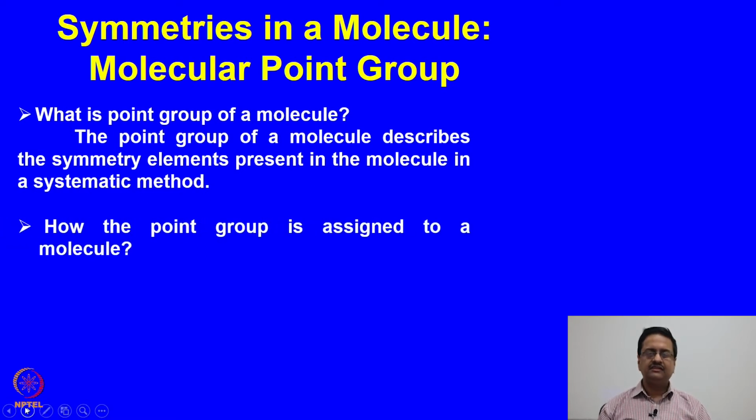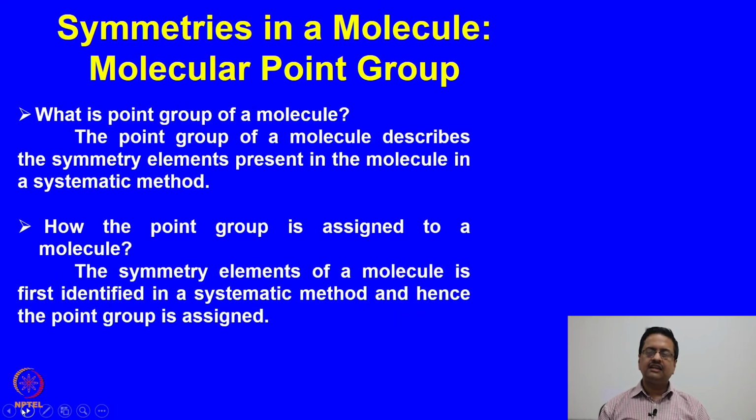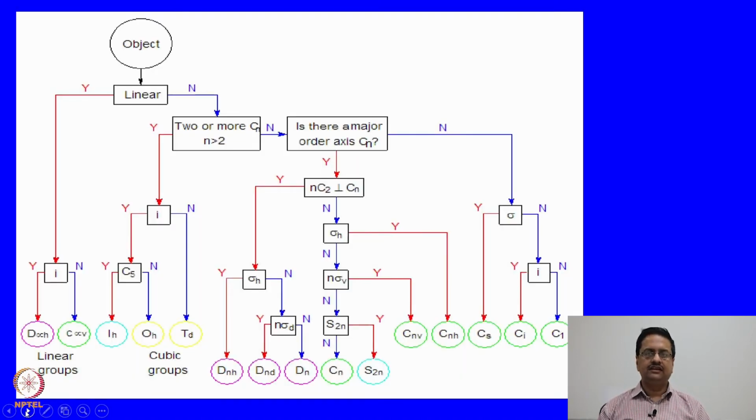We should identify the symmetry elements present, and based on the hierarchy of those symmetry elements, we then identify the molecules and classify them in different point groups. So, in this lecture, we will try to understand how those point groups are assigned using a given procedure. The symmetry elements of a molecule are first identified in a systematic method, and then the point group is assigned. So, how do we do that? We can understand this using a very elaborate flow chart which is shown here.